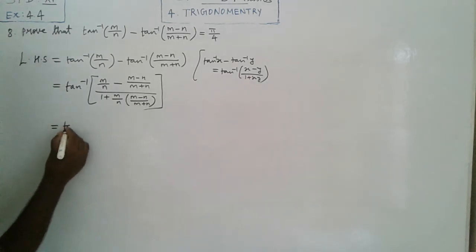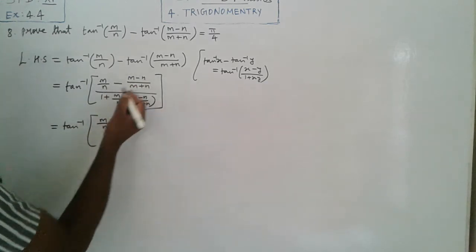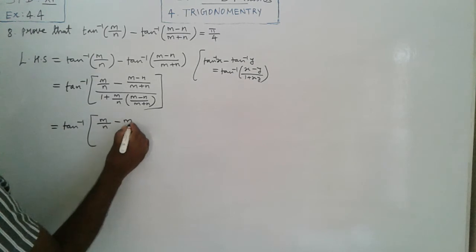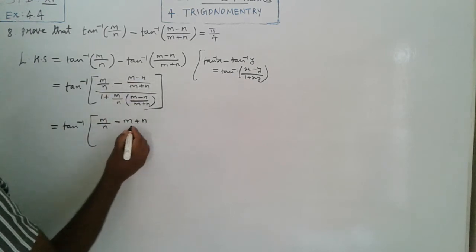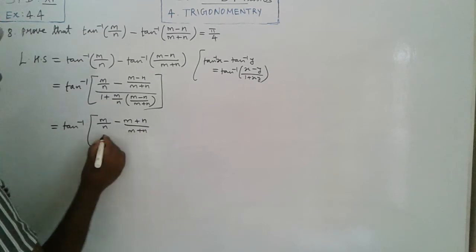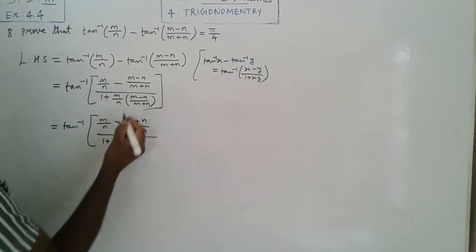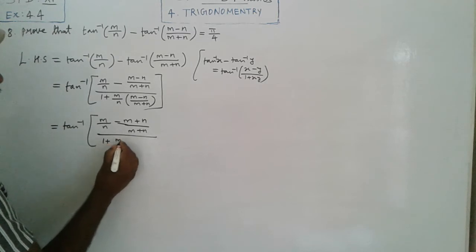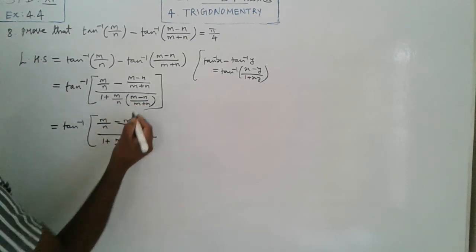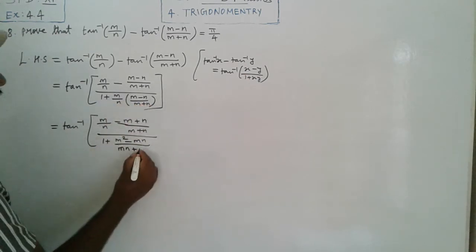That is equal to tan inverse of m by n minus, we should multiply here: minus into m is minus m, minus into minus is plus n, divided by m plus n, whole divided by 1 plus m into (m minus n) is m square minus mn, divided by n, we should multiply, then n into m plus n is mn plus n square.